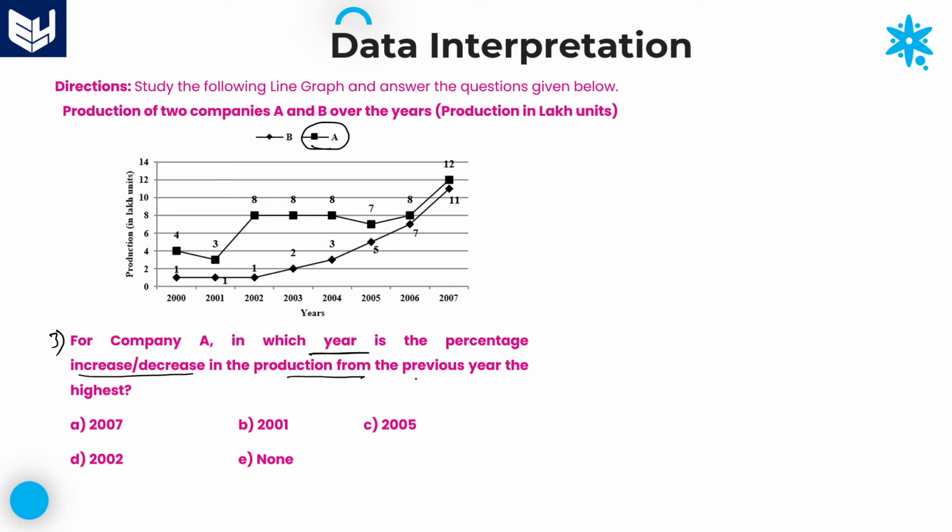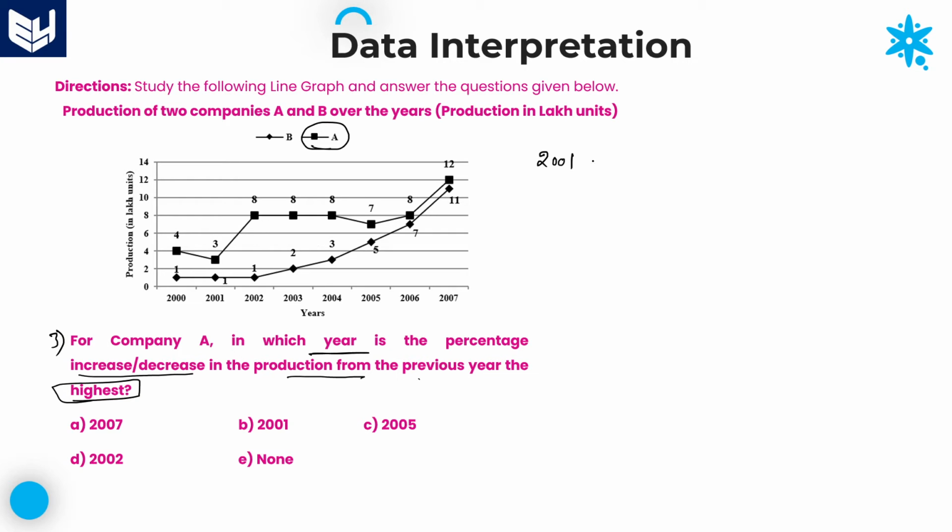the highest? Here we need to calculate whether it is percentage increment or percentage decrement, comparing with the previous year, and find the year for which that particular value is highest. If you look at company A, you need to start with 2001 onwards.